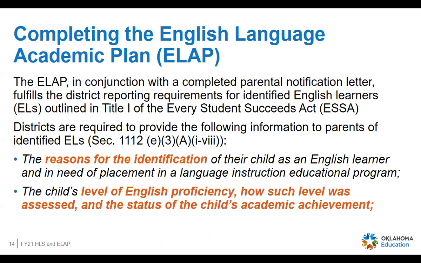Districts are required to provide the following information to parents of identified ELs. Okay, first, you have to provide the reasons for the identification of their child as an English learner, in need of placement in a language instruction educational program. Okay, this would be basically a test score on the screener test. You also are required to communicate the child's level of English proficiency, how that level was assessed, and the status of the child's academic achievement.